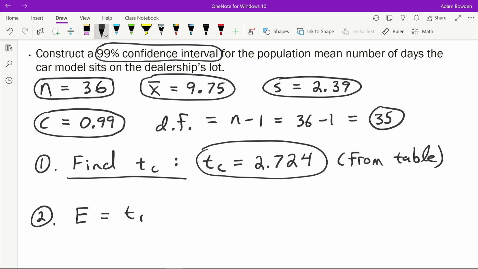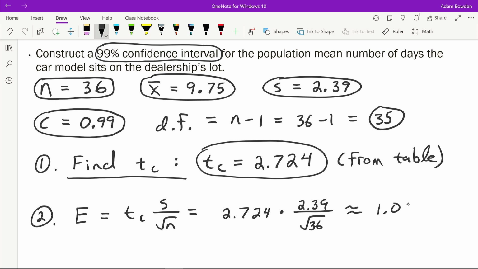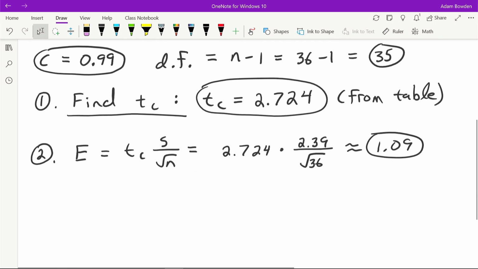All right, now with that taken care of, we can plug this into the margin of error formula, E equal to t sub c times s over the square root of n. So that's going to be equal to 2.724 times standard deviation 2.39 over the square root of 36. And that comes out to be approximately 1.09. And that's our margin of error E.